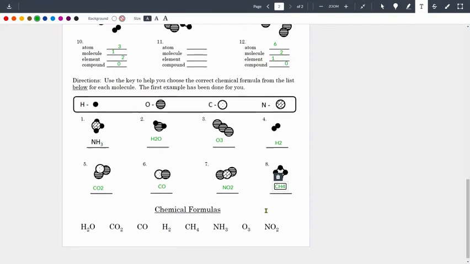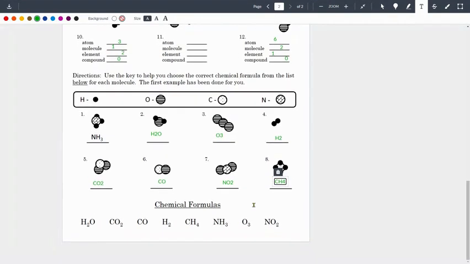CH4. Chemical formulas. These should all be here. You can check. Do we have a CH4? Yep. NH3? Yep. O3 and O2. Yep, we did that one. Carbon monoxide, carbon dioxide, and hydrogen gas.